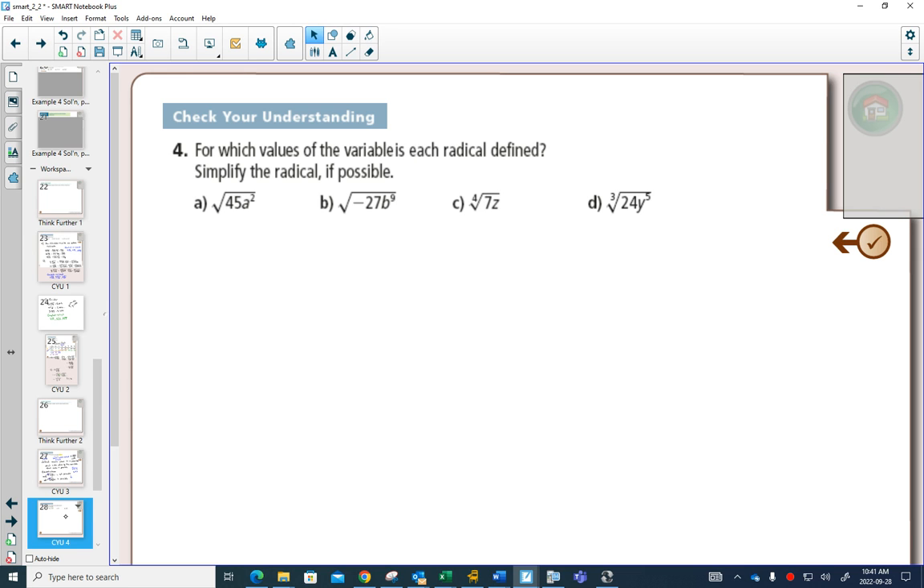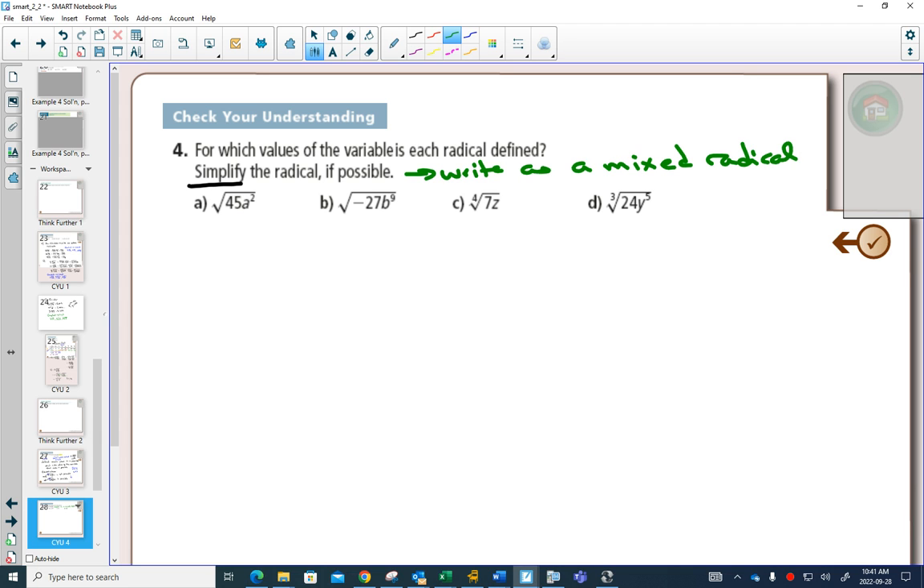variables sometimes change. We don't have all x's, but that really doesn't matter. And then this question also says simplify. And in radicals, this means write as a mixed radical. So we're going to need to go back to our powers chart and think about things. But first, we'll do A, where it's defined. So I'll just write out defined.